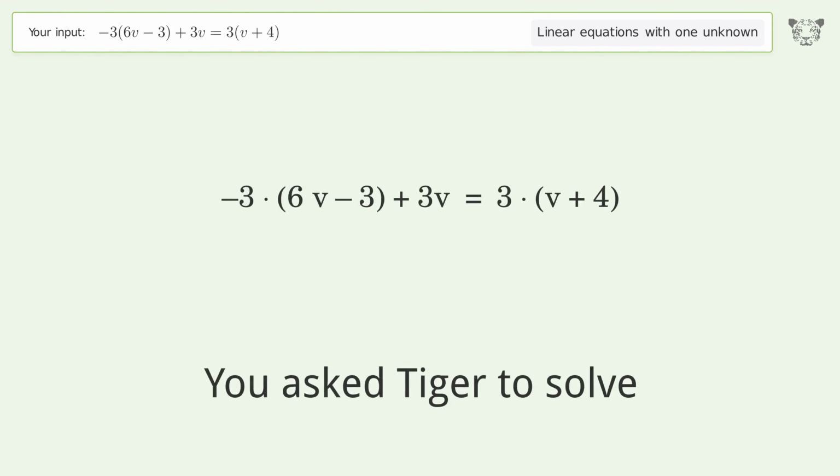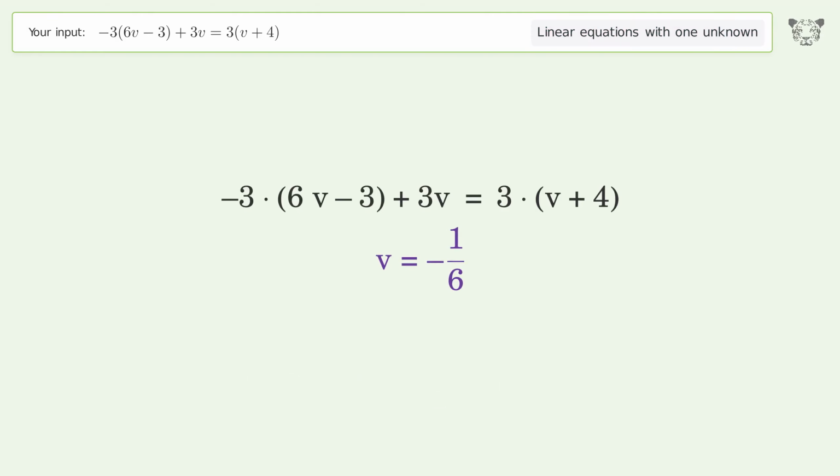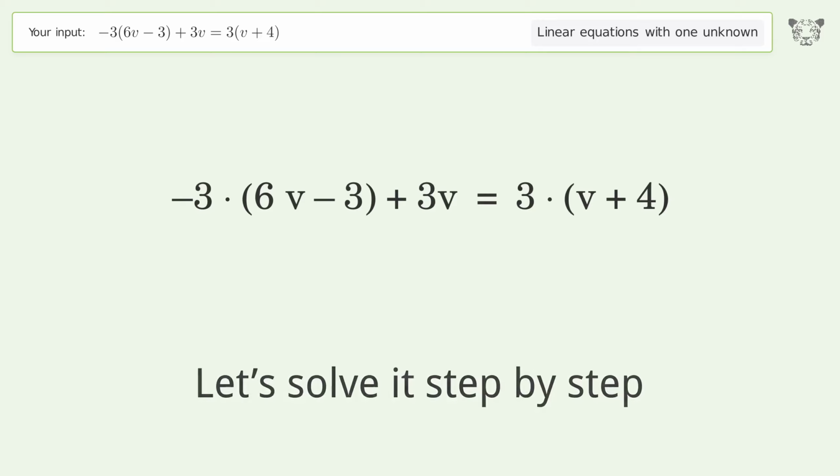You ask Tiger to solve. This deals with linear equations with one unknown. The final result is v equals -1/6. Let's solve it step by step.